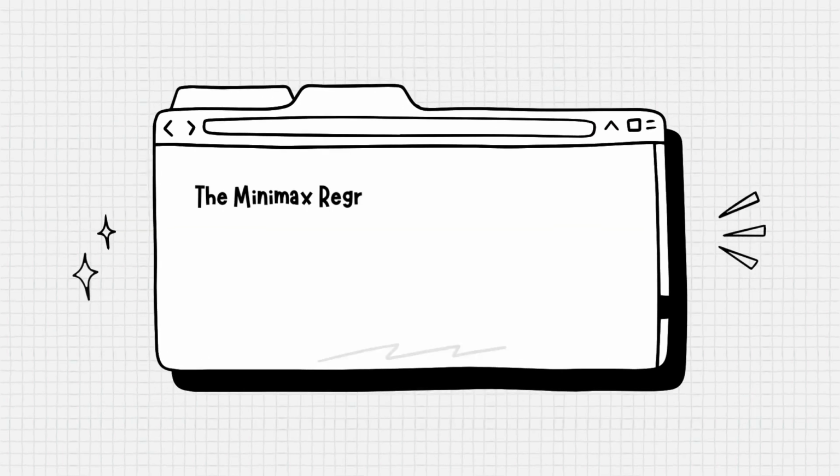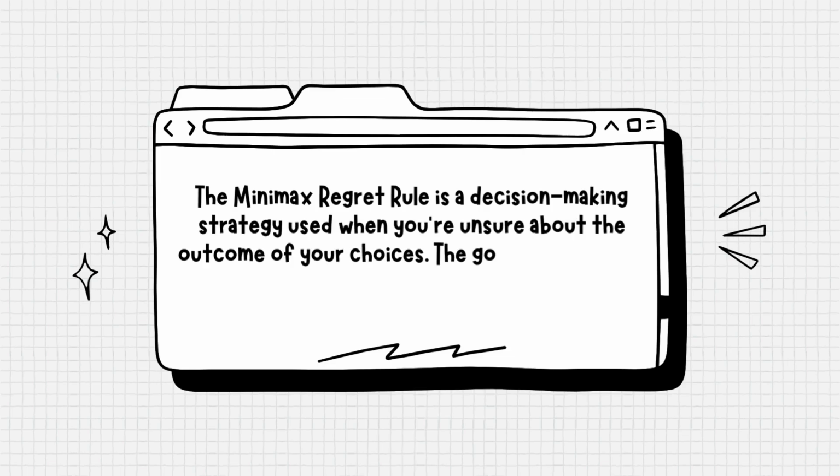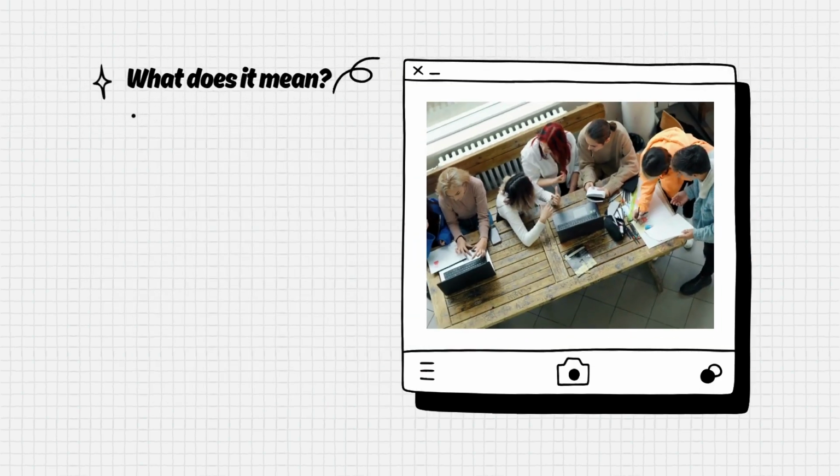Well, let me explain. The Minimax regret rule is a decision-making strategy used when you are unsure about the outcome of your choices. The goal is to minimize the worst possible regret you could feel after making a decision. You can't figure it out?